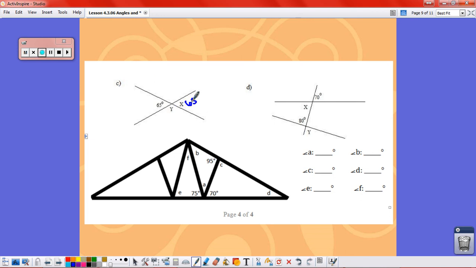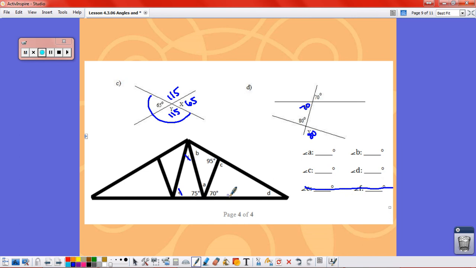Vertical angle, and X is vertical, so it's the same. We have a straight line here, so we have a supplementary angle, 115. And then another vertical angle, but it didn't ask for that one. I just felt like filling it in. This is a vertical angle. This is a vertical angle. Those are super easy ones. And here, I just pulled this off the internet, and there's a mistake. You can't find F and E, so we're going to cross those out.